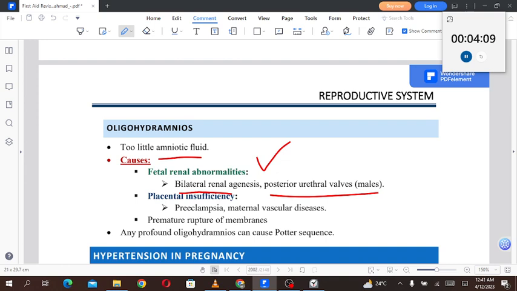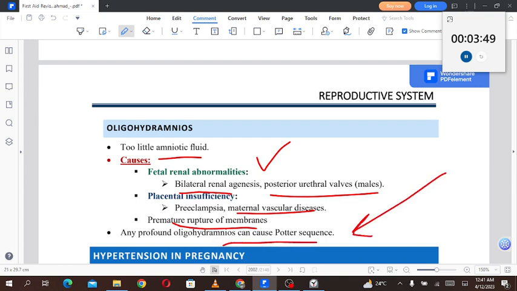Placental insufficiency, preeclampsia, maternal vascular diseases. So placental insufficiency, for example in the case of preeclampsia or maternal vascular diseases, may also lead to oligohydramnios. And then we have premature rupture of the membranes, for example, in the case of abruptio placenta. Any profound oligohydramnios can cause Potter sequence.